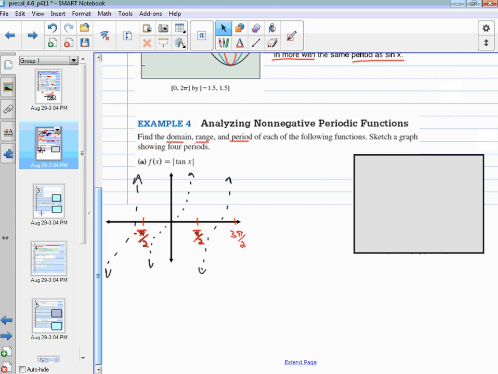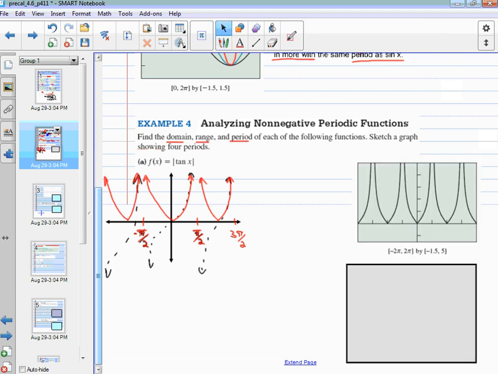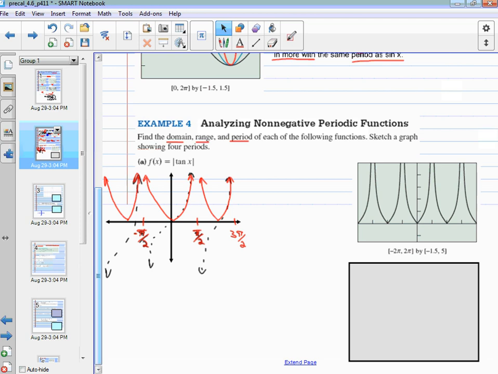Well, if absolute value keeps it positive, this part I'm okay with. I can keep that part. But what will it do to this bottom half? We'll just flip it up, reflect it, so it's positive. So the absolute value tangent graph is going to look like this if I graphed it out. The absolute value of the tangent makes the negative part positive.